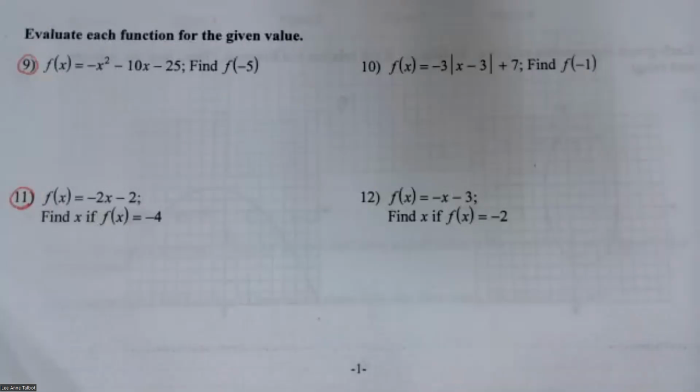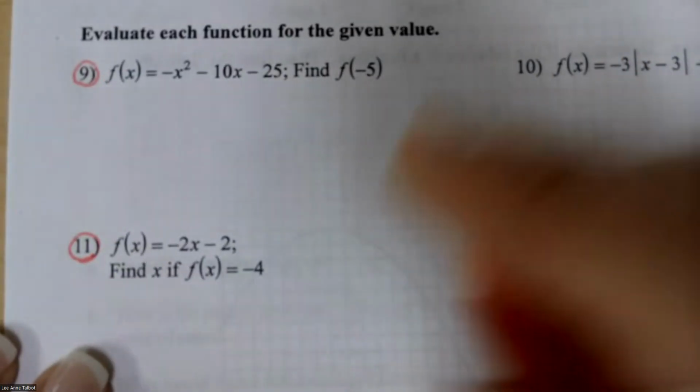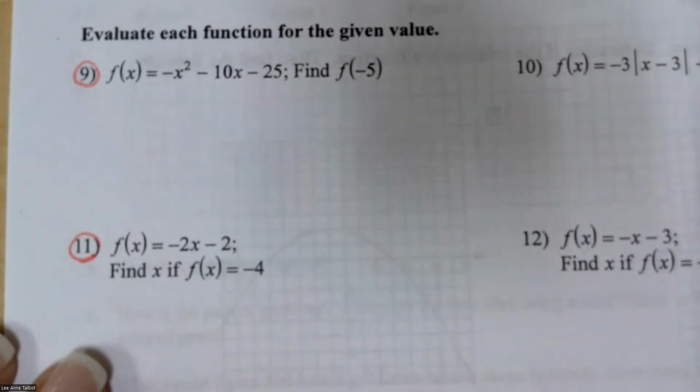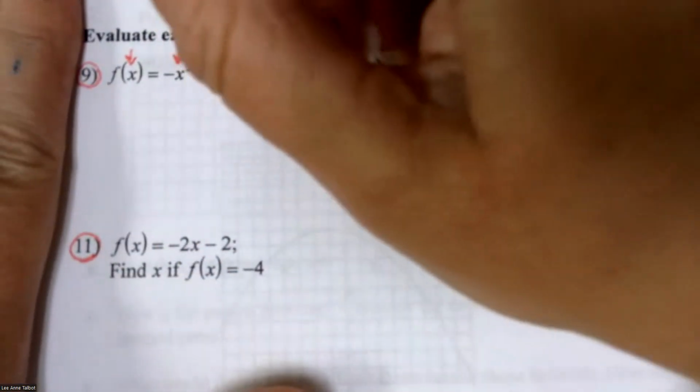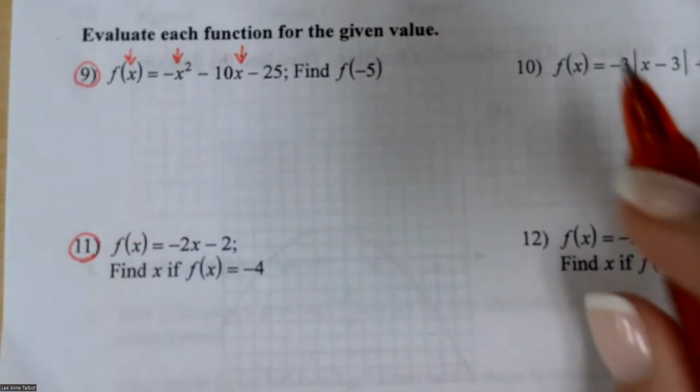All right, so we have two function machines here, number 9 and number 11. Number 9 is forward and number 11 is backward. So we're going to put -5 in here, here, and here. Everywhere there's an X in this, I'm going to replace it with -5.